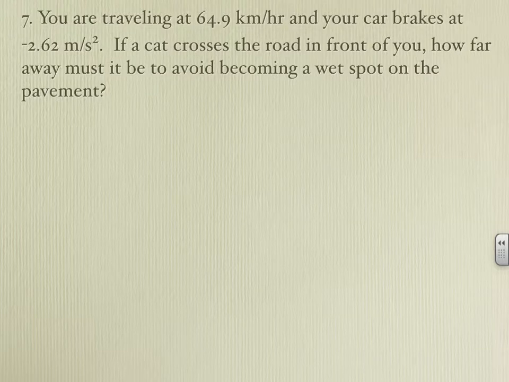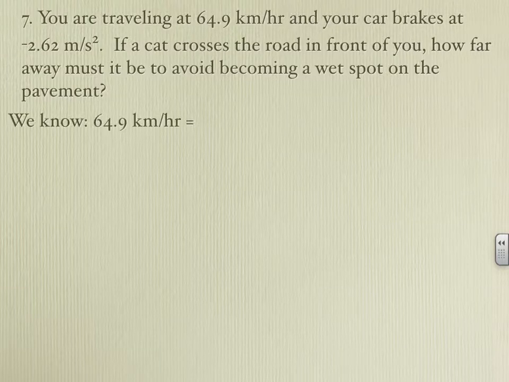So number 7 dealt with: you're traveling at 64.9 kilometers per hour and your car brakes at negative 2.62 meters per second squared. A cat crosses the road in front of you. How far away must it be to avoid becoming a wet spot in the pavement? So clearly we want to write down what we know.